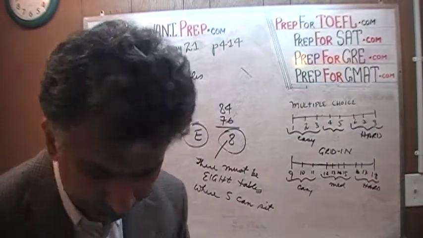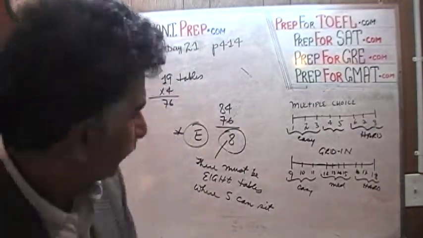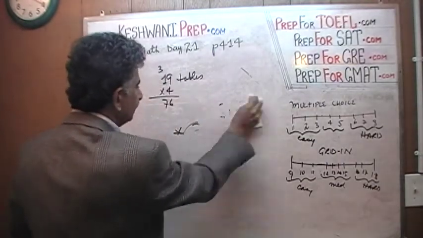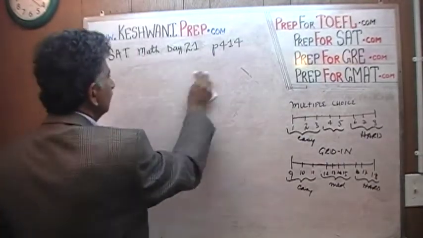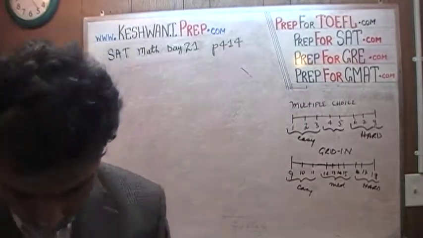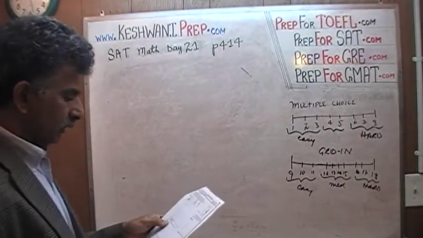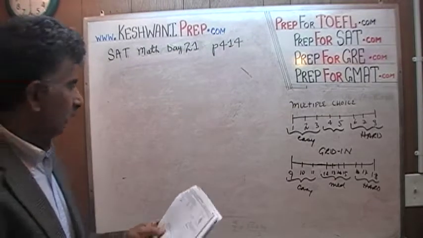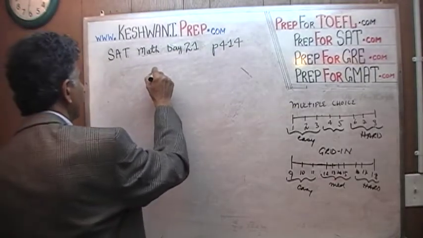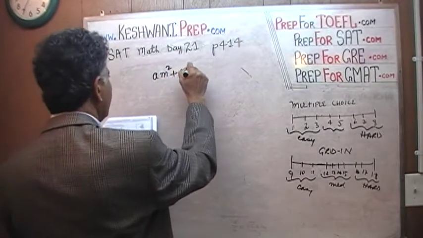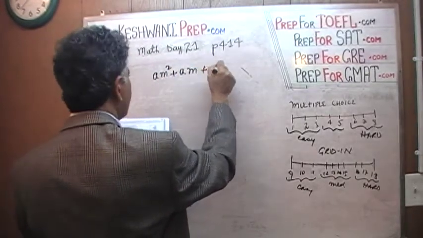Let's do the next one. It says if a equals 4, which of the following is equivalent to am squared plus am plus a?